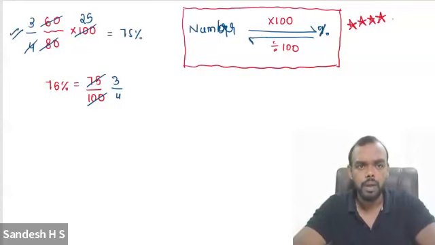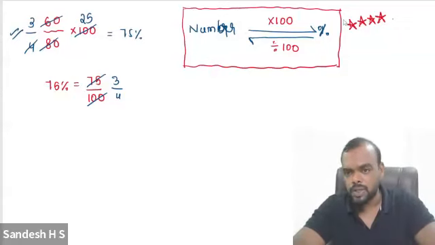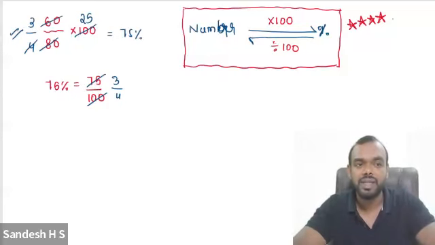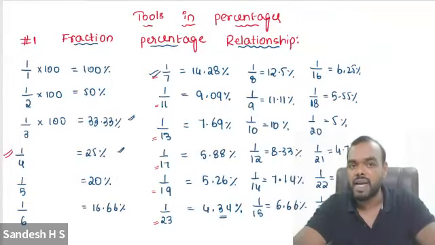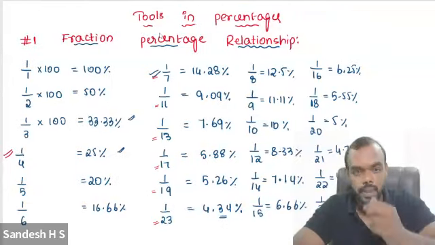Okay. So we learned how to convert a number to percentage. We can convert a number to percentage by multiplying with 100. And we can convert percentage to number by dividing with 100. That's what we did. And then we started with the tools in percentage, right?